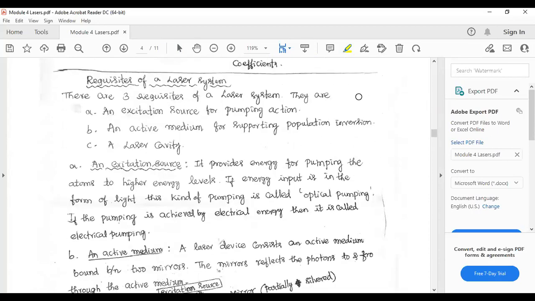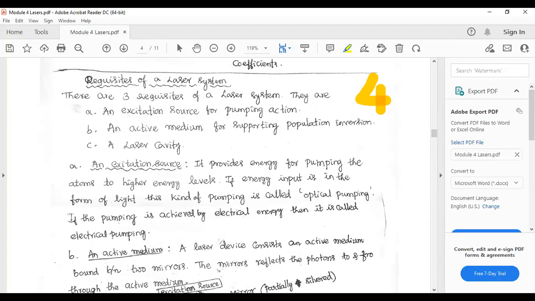Today I will discuss two minor concepts of laser. They will weigh only 4 marks in the examination. They may be there or they may not be there.